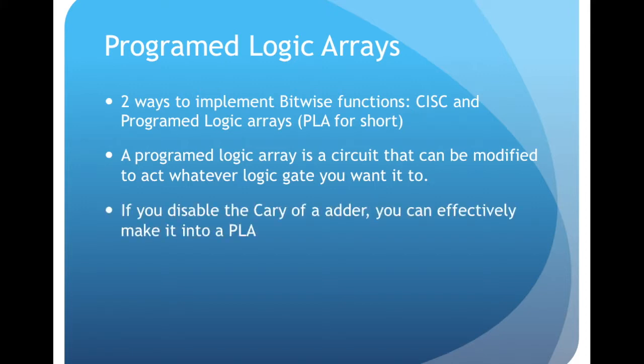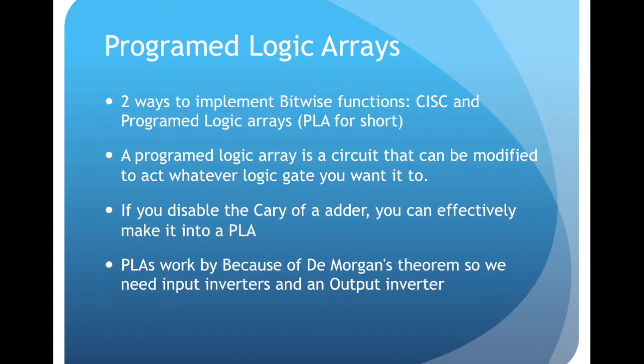If you disable the carry of an adder, you can effectively make it into a PLA, because without the interactions between bits that the carries create, you can make each bit into an individual logic gate. To modify the type of gate the PLA is making, we can use De Morgan's theorem, which essentially states that you can make any logic gate into any other through some pattern of inverting outputs and inputs. There are some important exceptions to this rule that we will go over when we actually make our adder into a PLA, but for now, understand that we can make our adder into a PLA if we add some input inverters and an output inverter to the ALU.